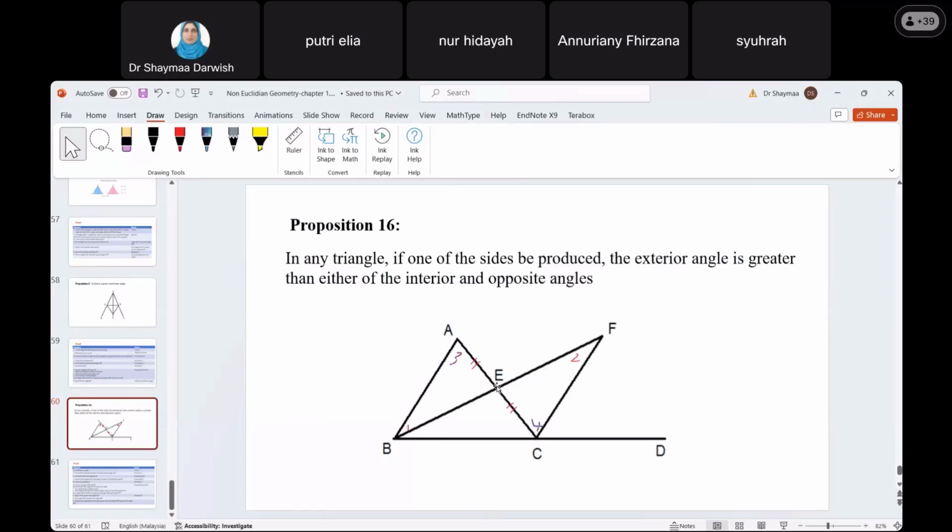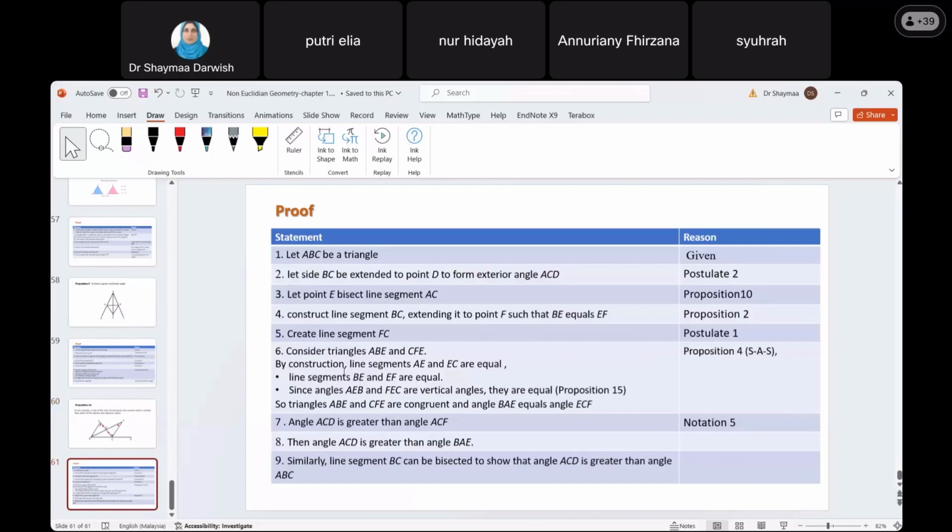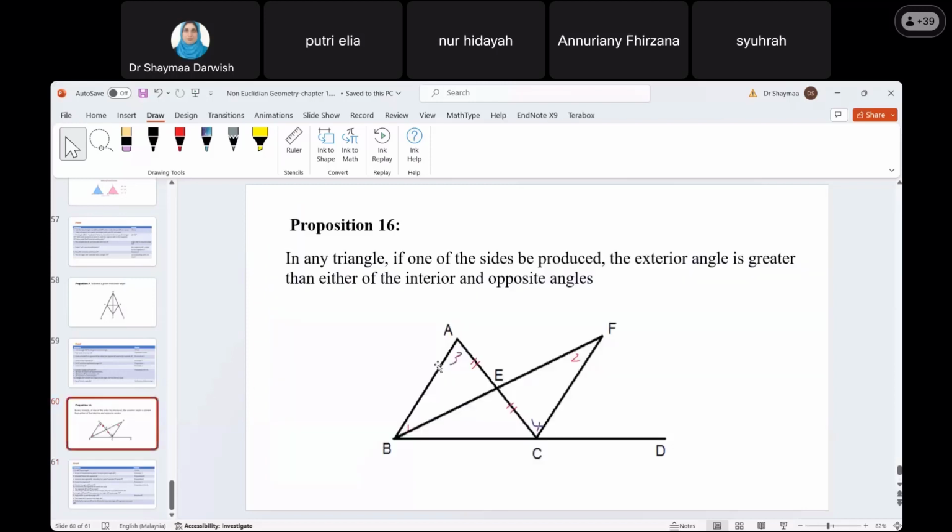Now we will have two triangles, EFC, this one, and AEB, this one. These two triangles, we claim they are congruent triangles, ABE and CFE, this one and this one. Okay, why are they congruent?